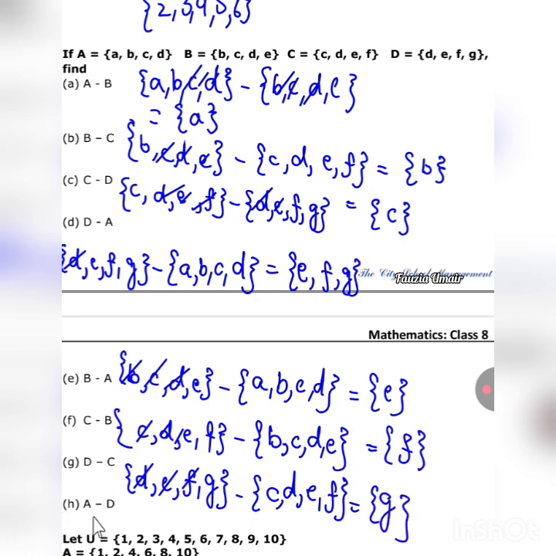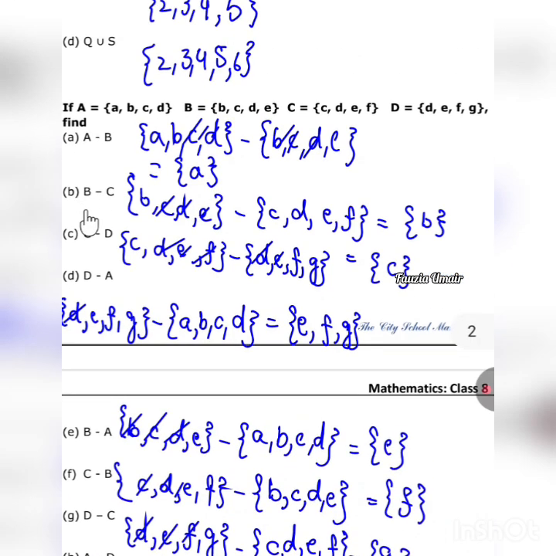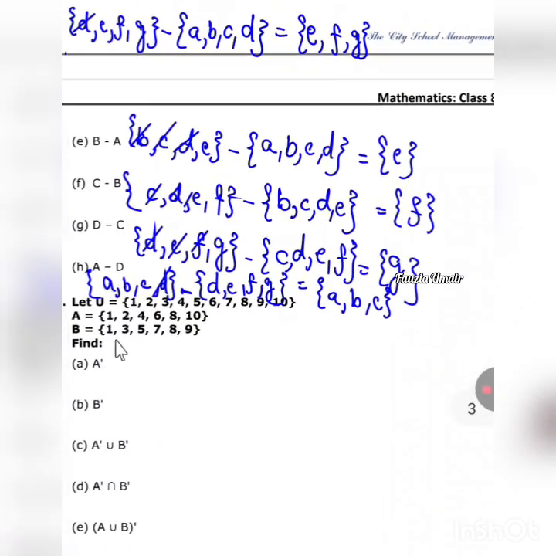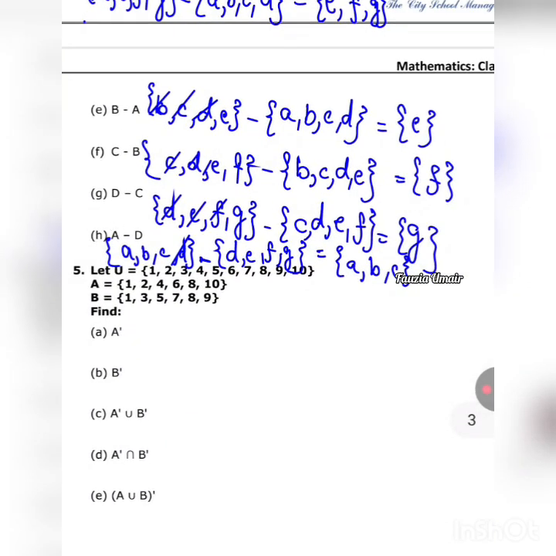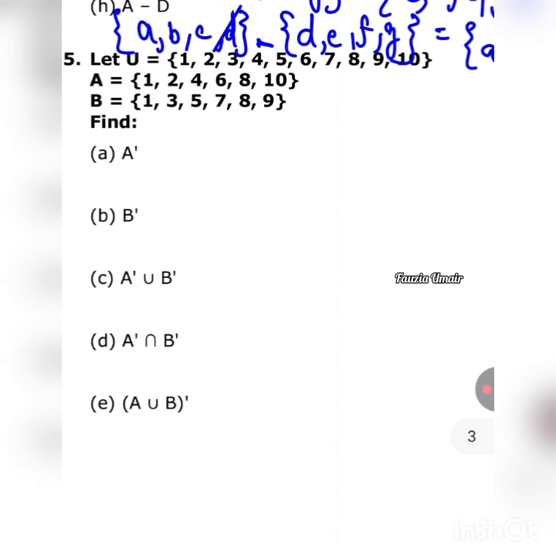So now A minus D. A is A, B, C, D, and D is D, E, F, G. So again, only D is cancelled. D is stopped at the filter. So the answer would be A, B, C. Right? So I hope this difference is clear to you. Alright, next is basically this question.